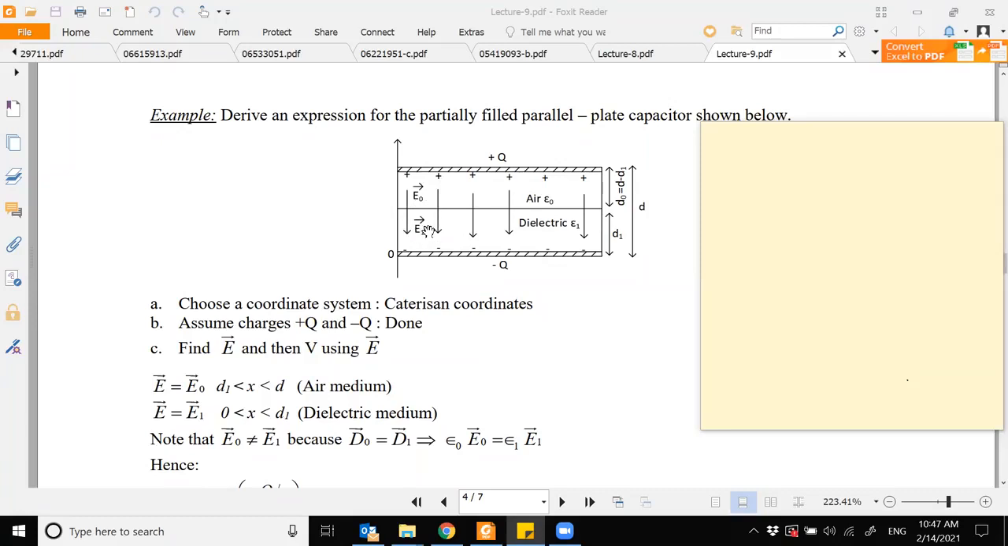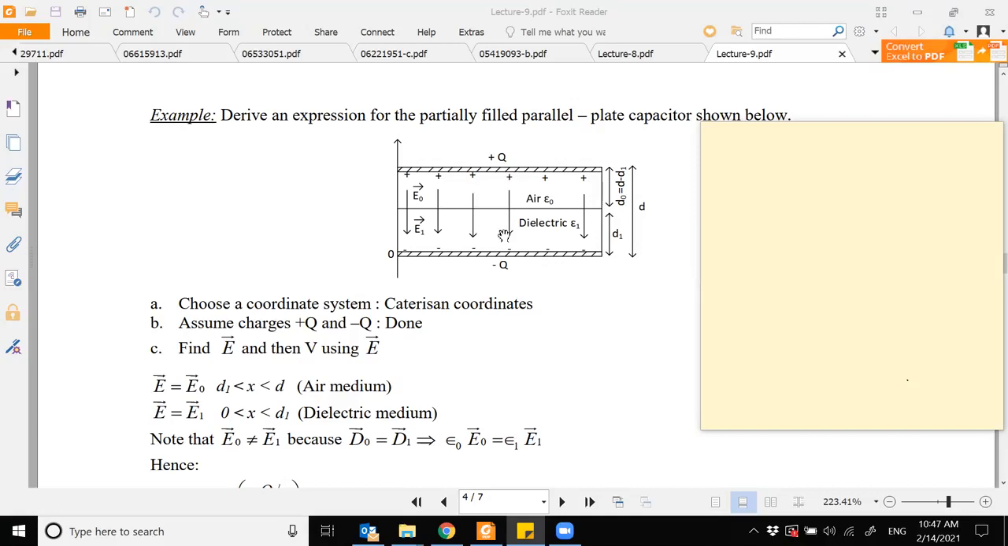No, they will not be the same because they are in different materials, Nawaf. See, this is air, this is dielectric, right? So in air the electric field will be different, and in the dielectric the electric field will be different. Why? Because of the boundary conditions. Therefore, in our previous case, we found only one electric field value.